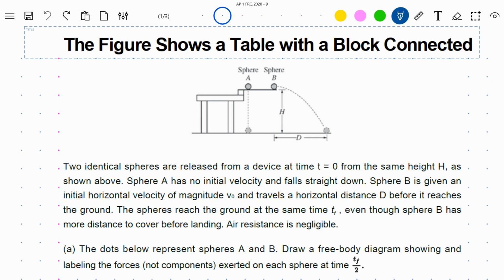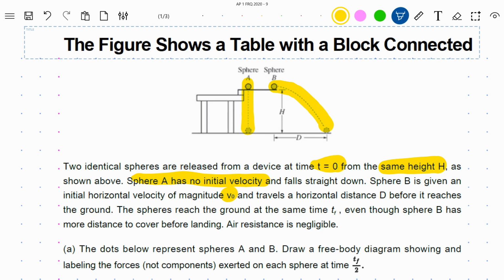The question provides us with a diagram that looks pretty straightforward. I'll just read into it so that we can make sense of this. So we have two identical spheres that are released from a device at time t equals 0 from the same height. Okay, so same height h, released at time t0, as shown above. Sphere A has no initial velocity, so it is going to fall straight down as shown in the diagram. Sphere B is given an initial horizontal velocity of magnitude v0 and travels a horizontal distance d before it reaches the ground. So it will move in this parabolic path familiar to us from projectile motion.